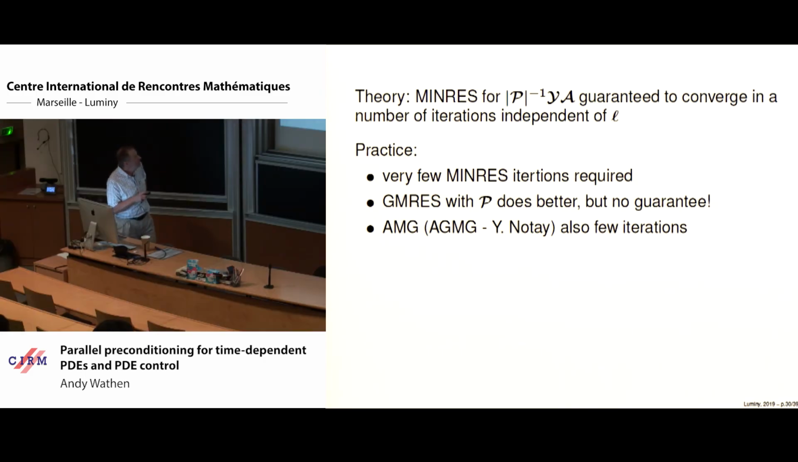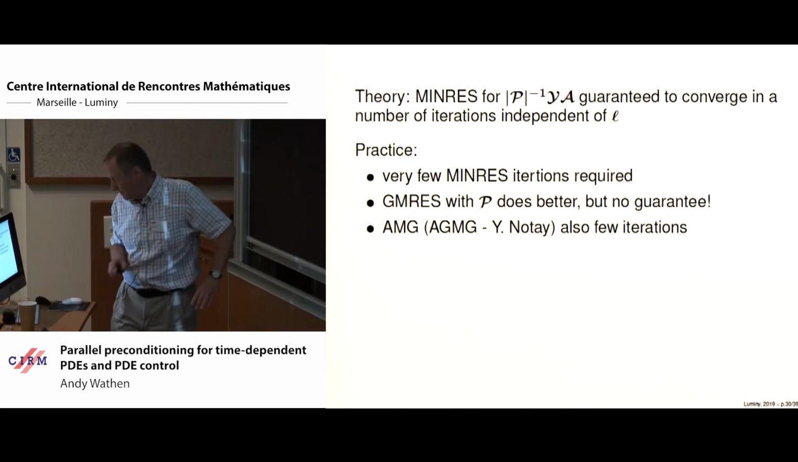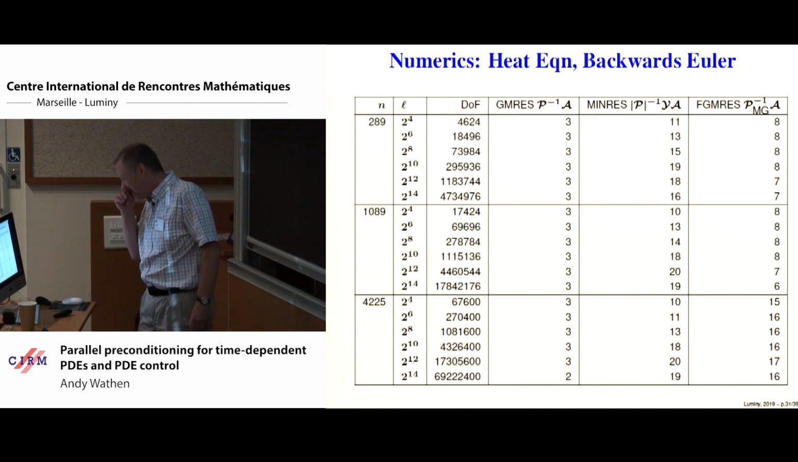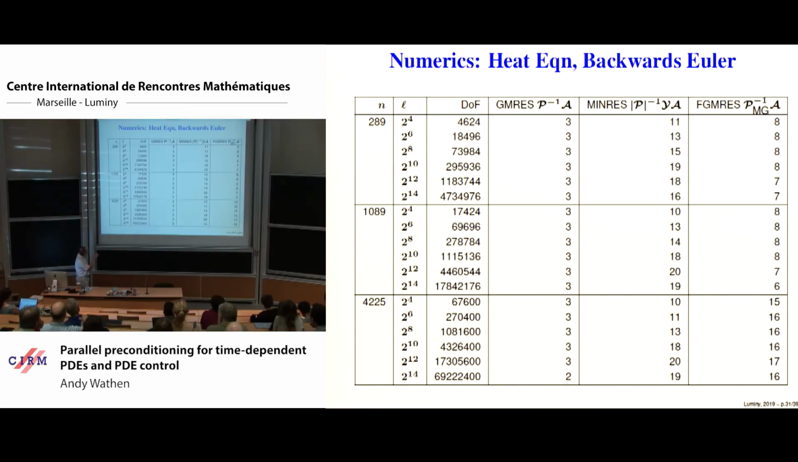AMG, we use Ivan Notay's AMG as an approximate solver in space. Here's some numerics for the heat equation. GMRES, this is with exact solves on the blocks, does extremely well. Sorry, these are the sizes. These are the numbers of time steps. I went very crazy here and went up to 2 to the 14 time steps. This is the number of degrees of freedom altogether of these systems. So these are 69 million in this one.